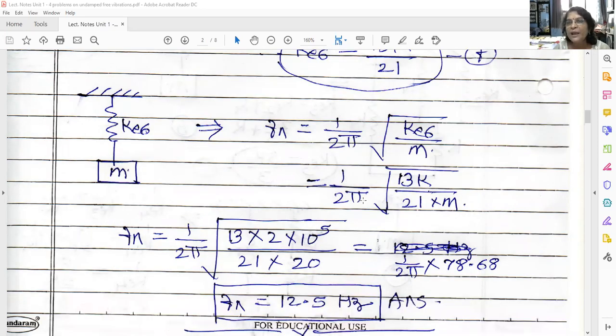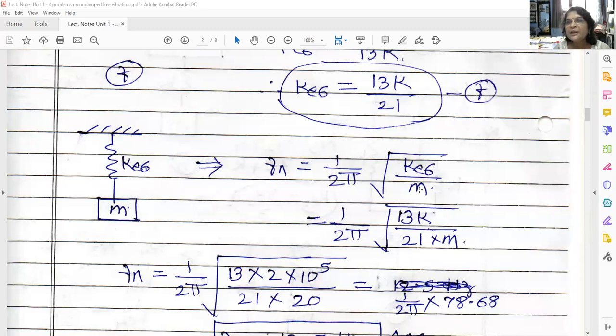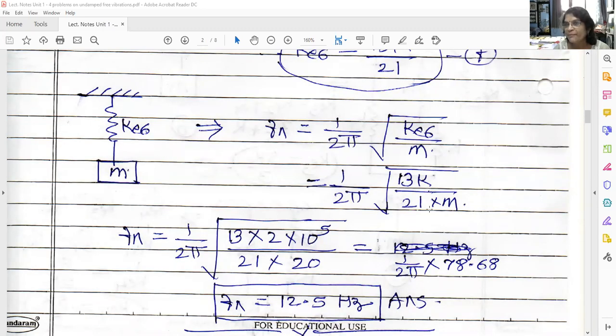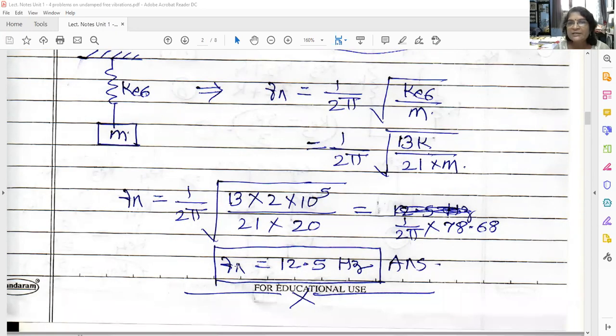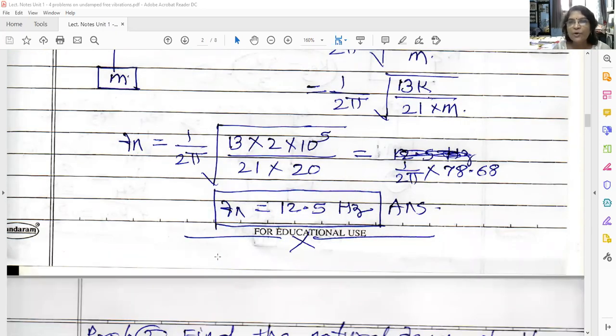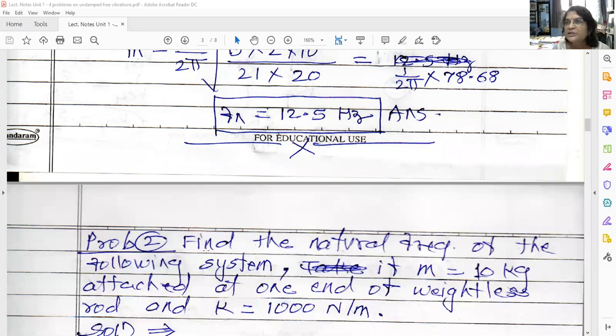So Fn is equal to 1 upon 2 pi square root of K equivalent upon M. Putting the value of K, which is given 2 into 10 raised to 5, and putting the value of M, that is 20, we will get natural frequency 12.5 Hertz. I hope you understand how to connect the springs in series or parallel, and how to find out their equivalent stiffness.